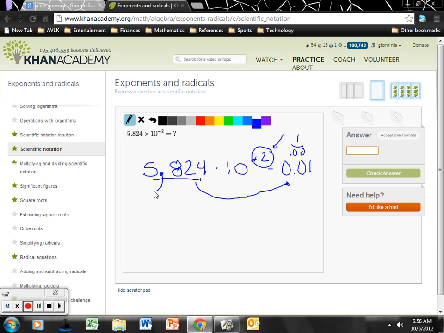So I move over 1 decimal place and 2. That means the decimal place will be here. In this empty spot, I'll put a 0. Now again, I like to put a 0 to hold the place value of the ones place. Decimal point 0, 5, 8, 2, 4. Let me double check that. 0.05824. Check my answer.